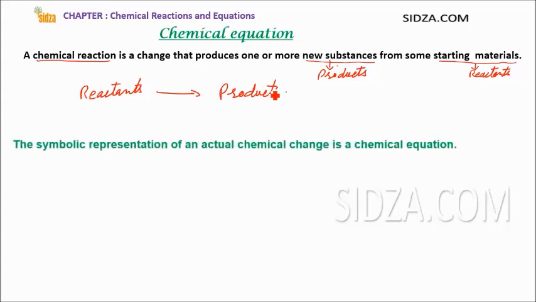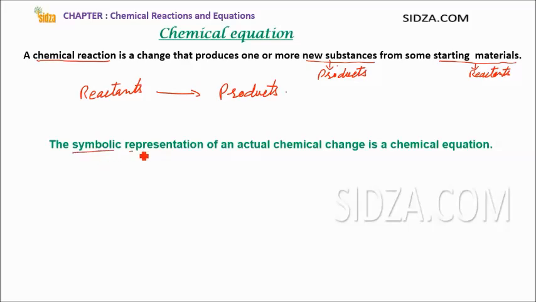So then what is a chemical equation? The symbolic representation of the actual chemical change which occurs in a chemical reaction is called the chemical equation. So a chemical equation is a symbolic representation of an actual chemical change that occurs in a chemical reaction.